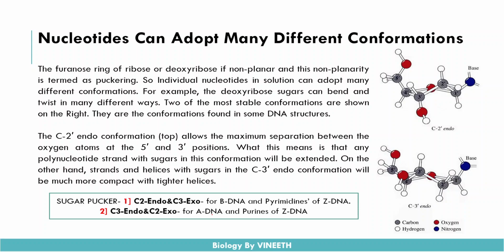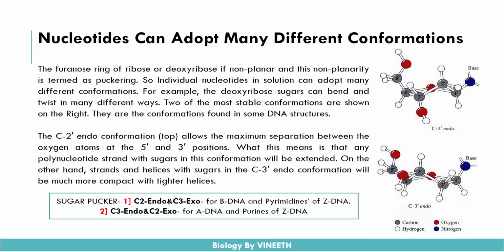The C3 endo is seen in the third carbon. There are also two types of conformations, exo and endo, for this carbon 3. C3 exo actually promotes the maximum separation between the oxygen atoms, but the C3 endo conformation makes the helix more compact and tighter.